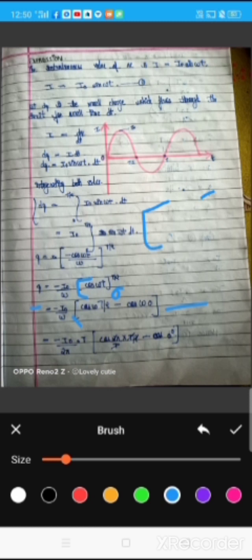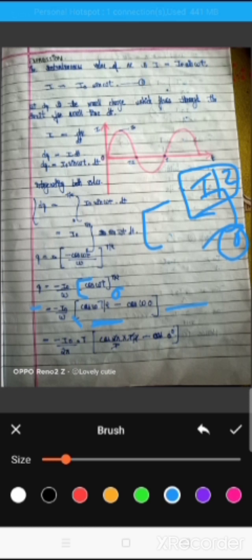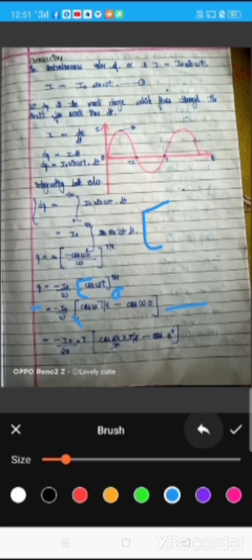Now when we open these integration limits, see T by 2 is upside and 0 is downside. So we will take the upper limit in the first value and the 0 in the other part. So cos omega T by 2 minus cos omega 0. What is the value of omega? We had studied already. Omega is equal to 2 pi upon T. I think it is well understood to you.